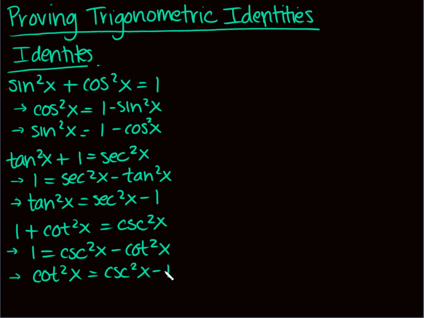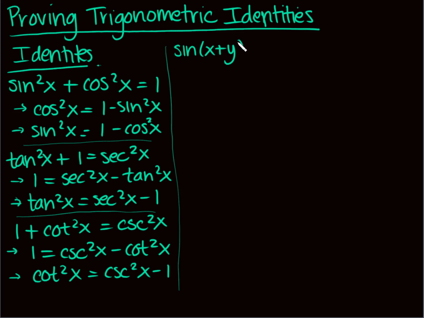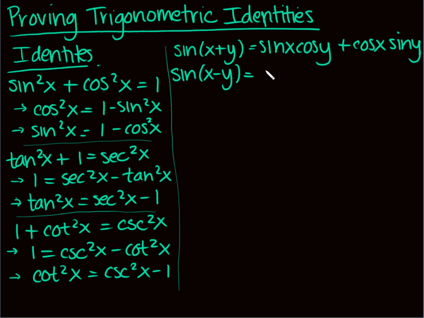Okay, so those are my Pythagorean identities. We know those. We've come to know and love them. What are some other identities that we know? We know our sum and difference formulas. So if I use x and y, sine of x plus y is sine x cosine y plus cosine x sine y. Sine, cosine, cosine, sine. Same thing if I have minus, except I'm going to put a subtraction sign.